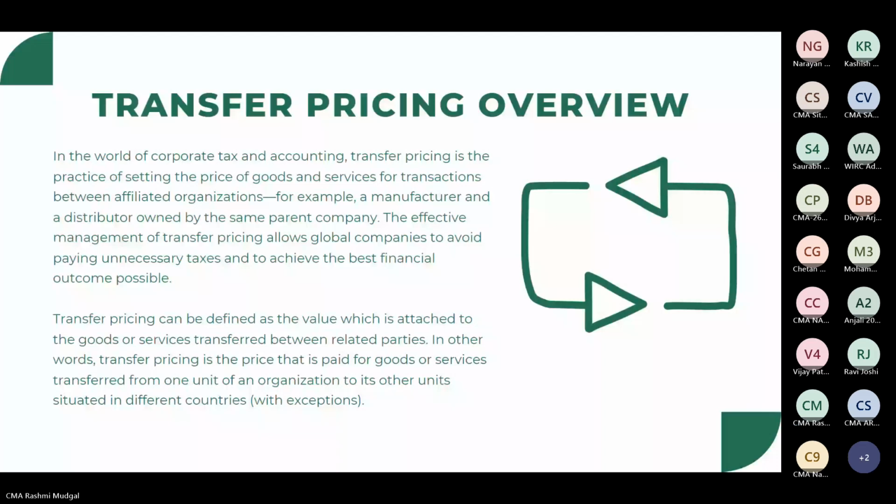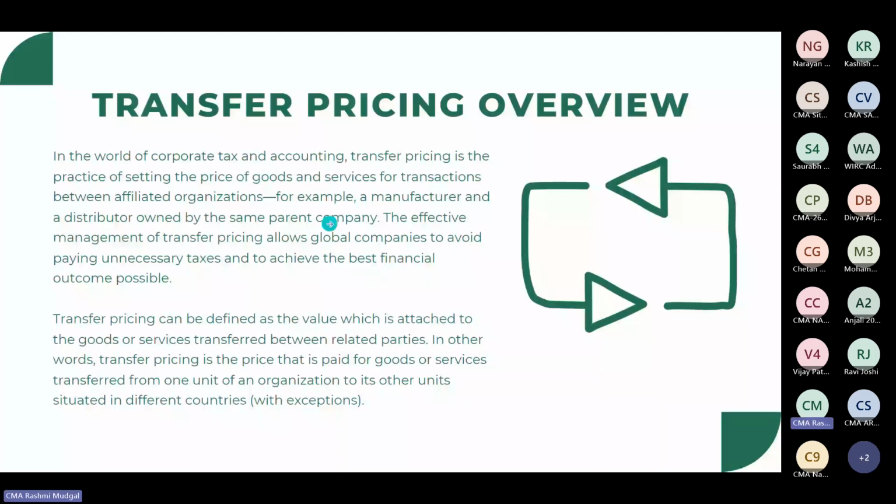For example, take a manufacturer and distributor owned by the same parent company. The effective management of transfer pricing allows global companies to avoid paying unnecessary taxes and achieve the best financial outcome. Like Hindustan Unilever as well as Unilever and Sri Lanka Unilever: if they are doing transactions between each other, then they need to know what profit the Sri Lanka unit is making and what profit Hindustan Unilever is making.